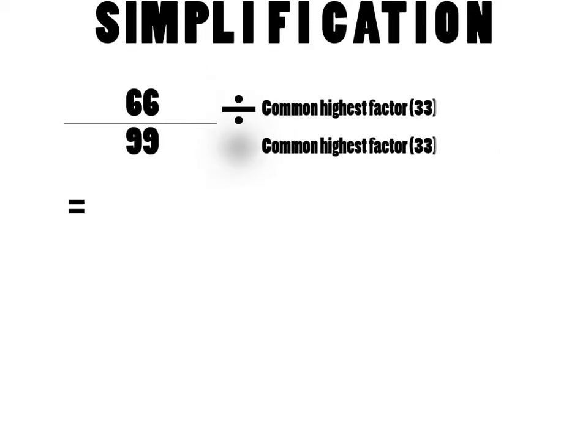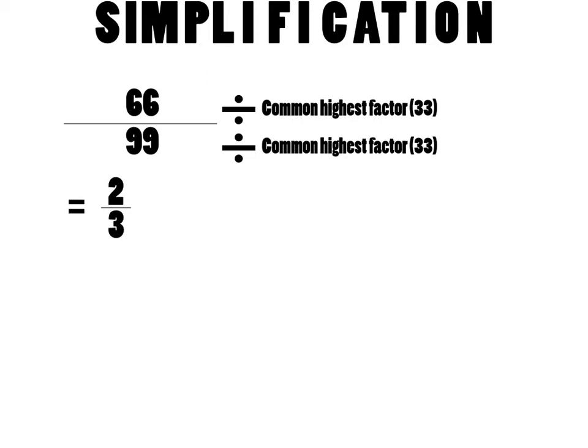Now, simplification is one of the most important things in math, because it's quite important, obviously. For example, 66 over 99. One of the ways to do simplification, if you have a calculator, or if you just know it, is to divide both numbers in the fraction by the highest common factor. In this case, it is 33, which should give you 2 over 3. Now, this is the fastest method to simplify.